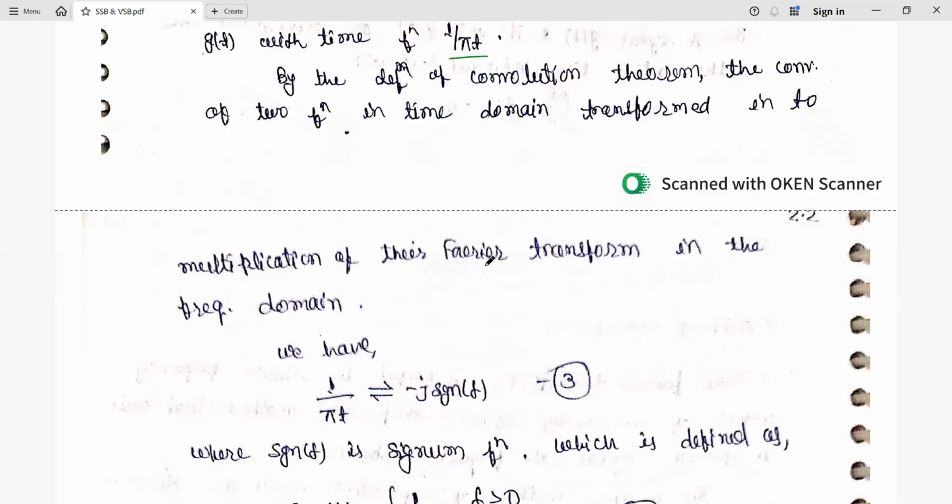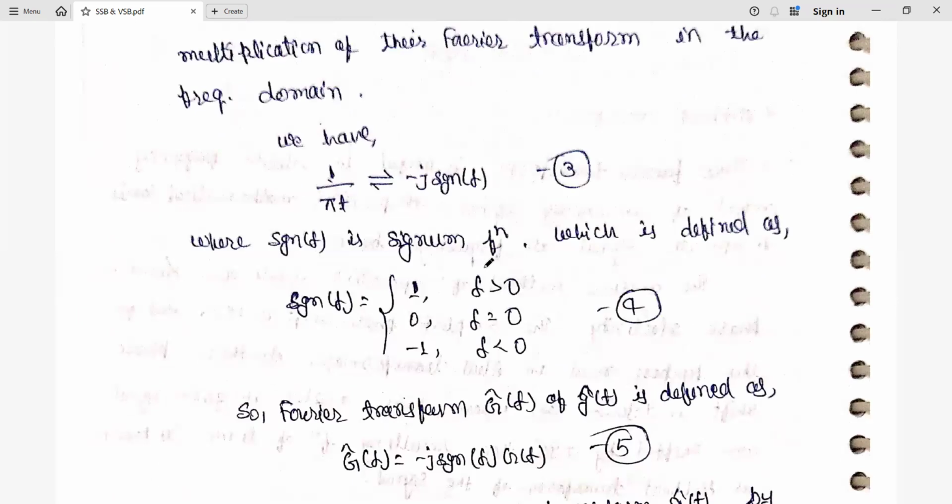So now finally, we are going to define what is 1 by pi t. That can be minus j signum function. So 1 by pi t can be written as the minus j signum function. First of all, we need to understand what is the signum function.